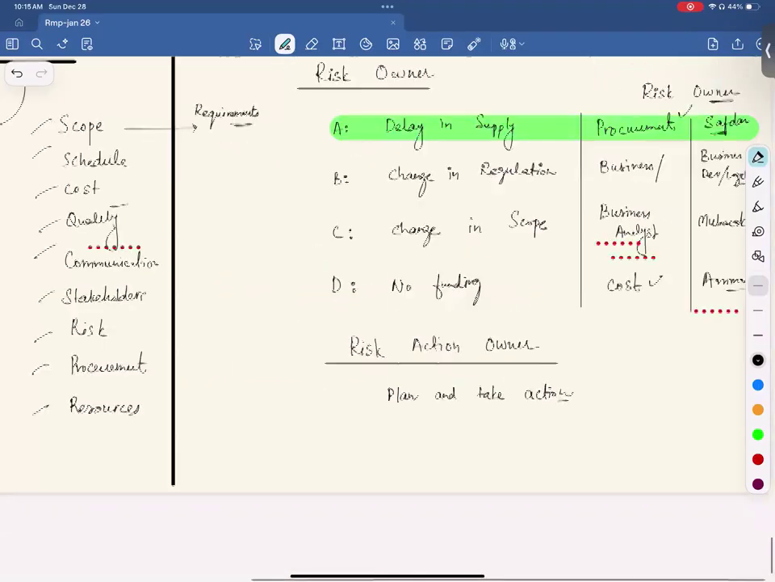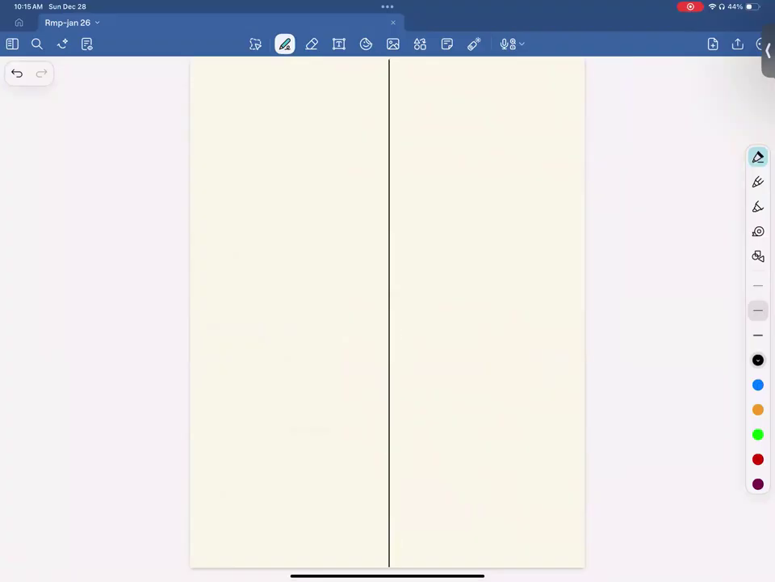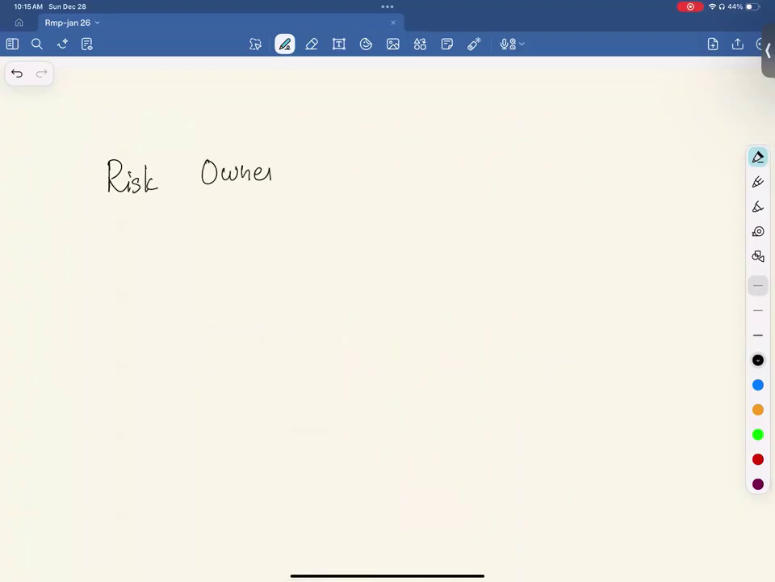Who would like to explain what's the difference between risk owner and risk action owner? Anyone, please, because this is a really important question from an exam perspective. Anyone, please. What is the difference?